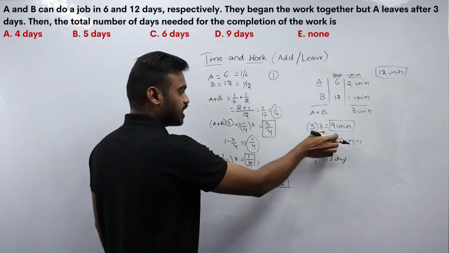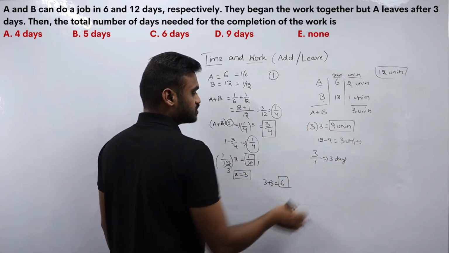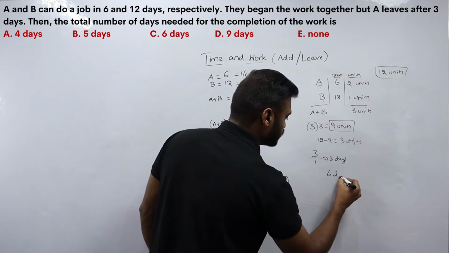Now A and B have worked for 3 days and B alone worked for 3 days. So they totally take 6 days to complete the work.